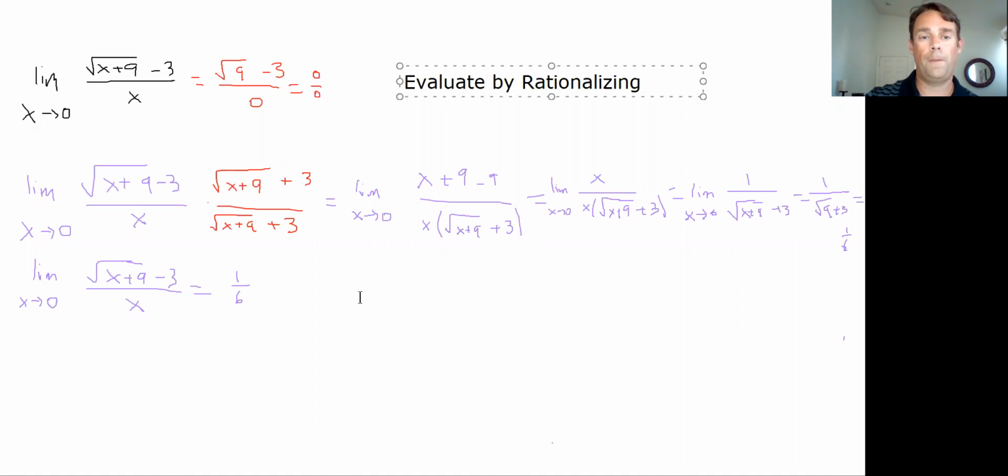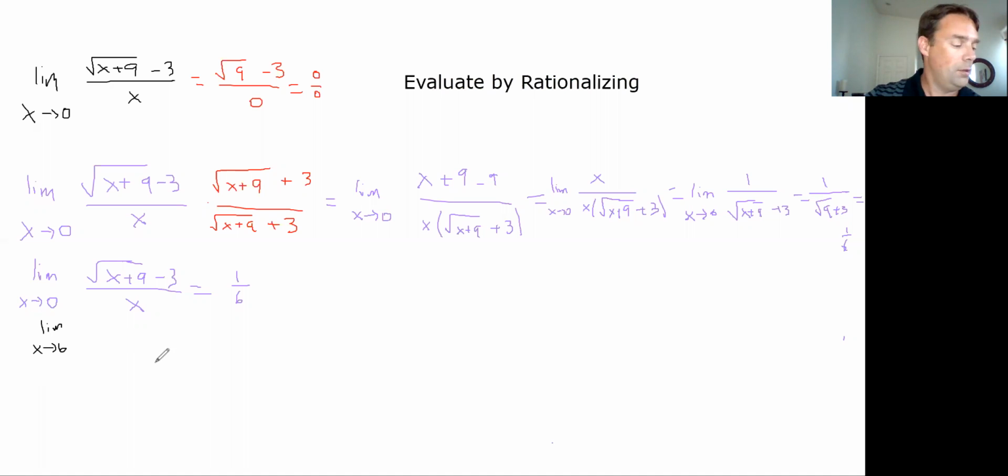So let's have you guys try one. What if I give you the limit? Let's not do that. Let's go back to black. The limit as x approaches 6 of the square root of 3x minus 2, minus 4, all over x minus 6. All right, why don't you guys try that one? Go ahead and pause the tape, and I'll see you in a second.